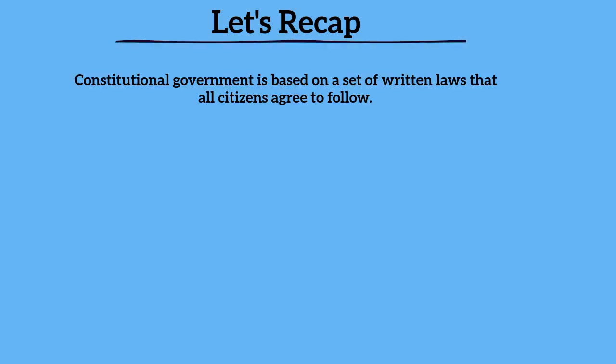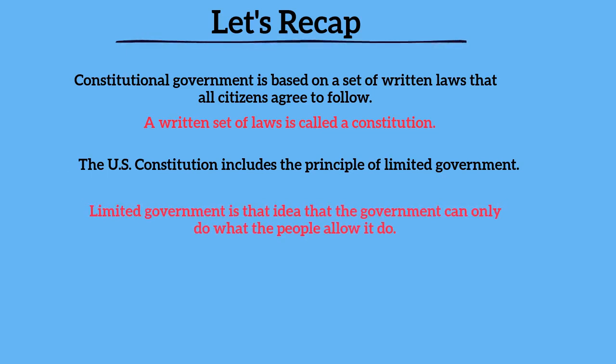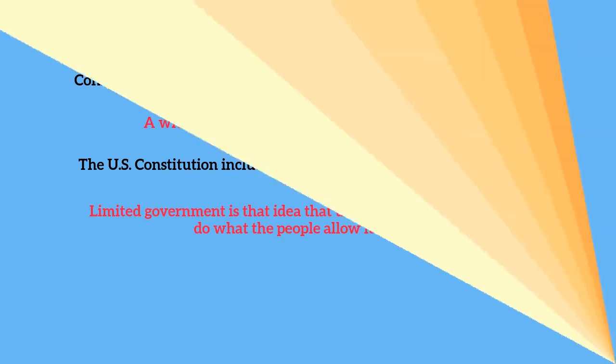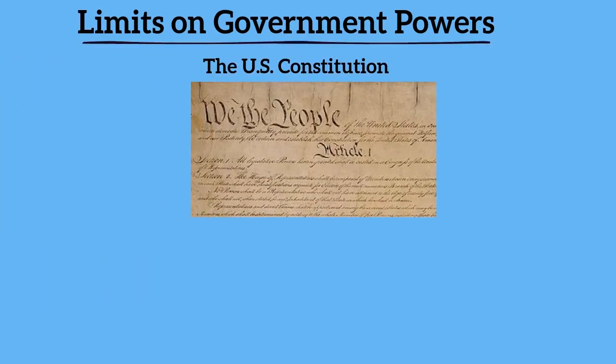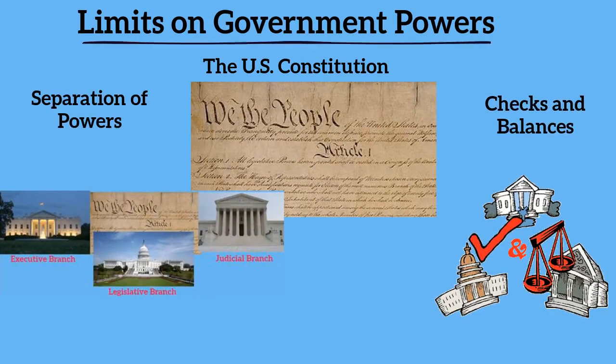Let's recap what we've learned so far. Constitutional government is based on a set of written laws that all citizens agree to follow. And that written set of laws is called a constitution. The U.S. Constitution includes the principle of limited government. And limited government is that idea that the government can only do what the people allow it to do. So let's learn about the limitations on the federal government, these ideas of separation of powers and checks and balances. And we'll begin with separation of powers.